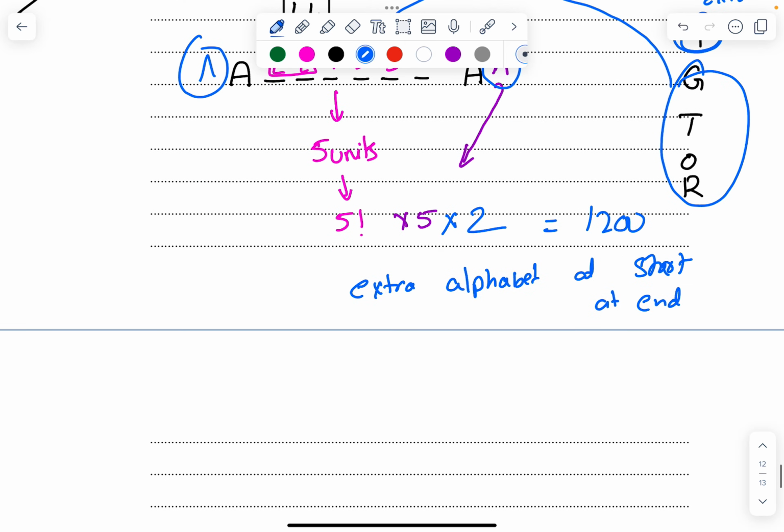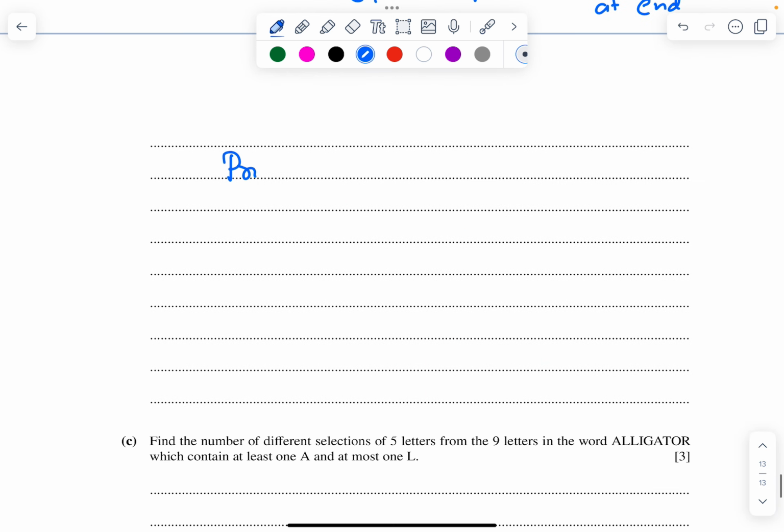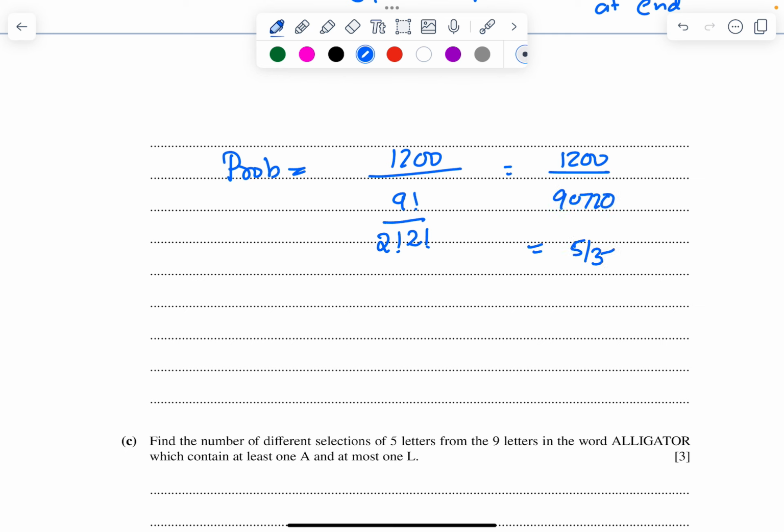Now find the probability for this one. So this one was 1200, the number of ways. So we got just 1200, but still we have to find the probability now. For that, probability will be 1200 by the total number of ways, which is 9 factorial by 2 factorial, 2 factorial, which is 1200 by 90,720, which is 5 upon 378 or 0.0132, because it's asking for probability.